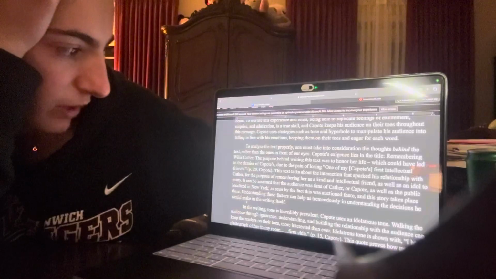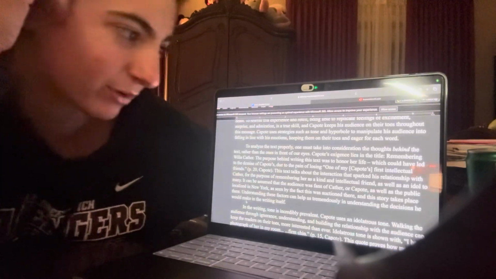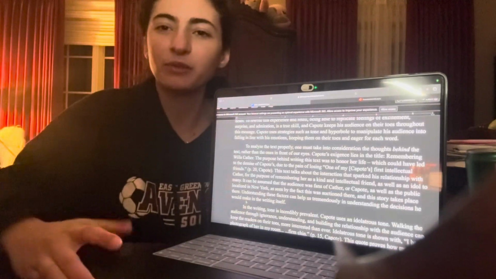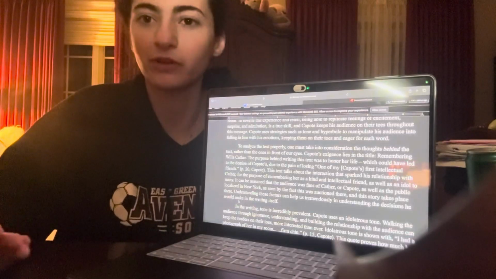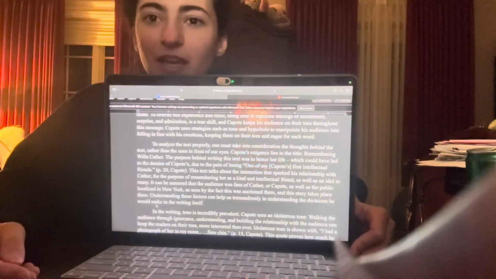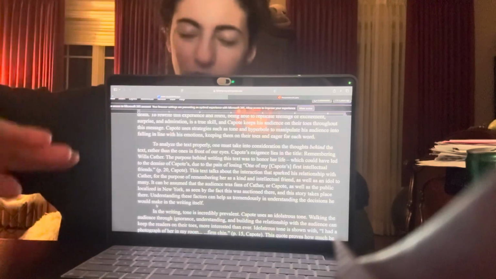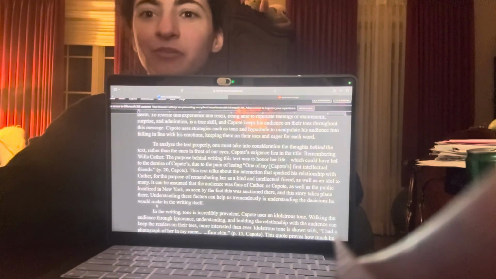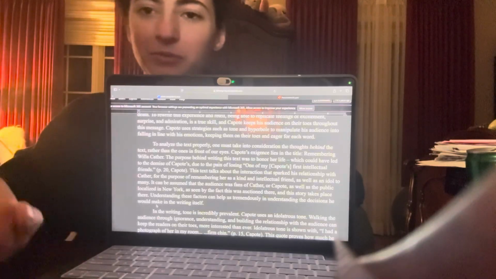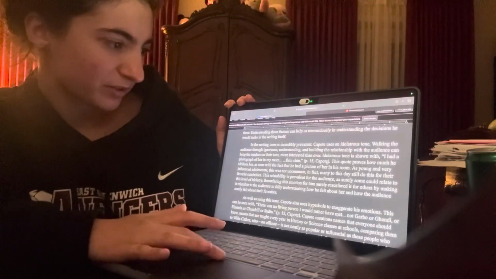Remembering Willa, the purpose behind writing this text was to honor her life, which could have led to the demise of Capote's due to the pain of losing, quote, one of Capote's first intellectual friends, end quote, at age 20. So I used that as evidence that this woman was very important to Capote and that her death was incredibly significant to his life, which can be seen by the fact that the introduction to the text we were given says he died after writing this, which I feel wouldn't be important if it didn't relate to the text somehow.